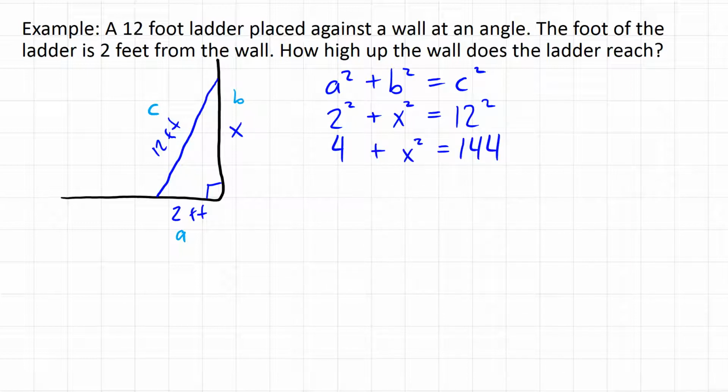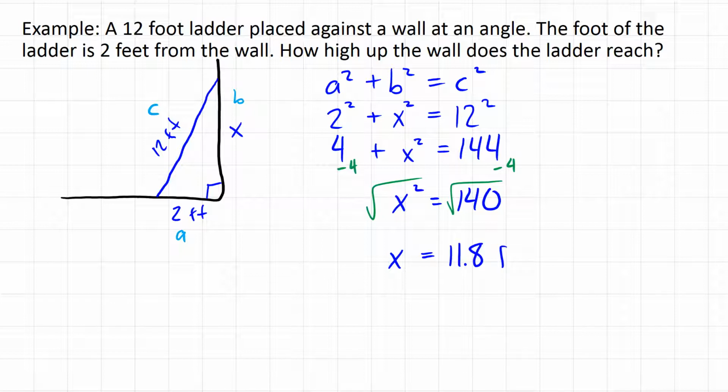So I'll just square all those values, and now we're ready to try to find x. So the first thing we'll have to do is subtract 4 from each side to get rid of it on the left. So I do that, and I'm left with x squared is equal to 140. And now I have to take the square root of those two sides to leave me with just x. So the square root of 140 is 11.8, and my units are in feet. So the ladder reaches up 11.8 feet.